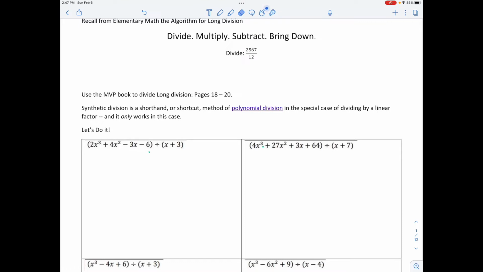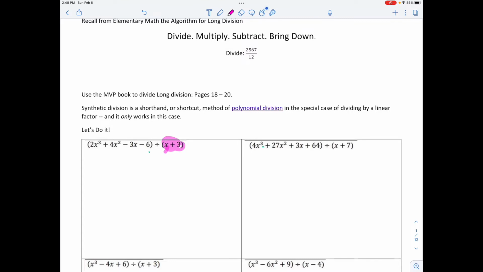In this video, we're going to look at a shortcut method called synthetic division, where we divide polynomials using this method. This method has some limitations. The limitation is that our divisor has to be linear, meaning it has an exponent of 1, and the coefficient has to be 1.